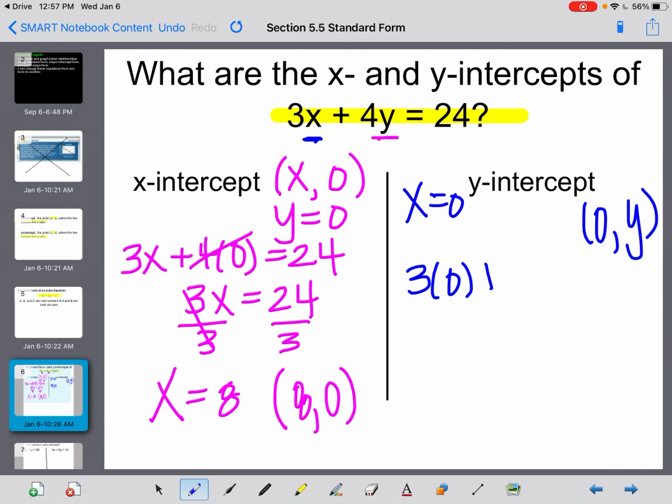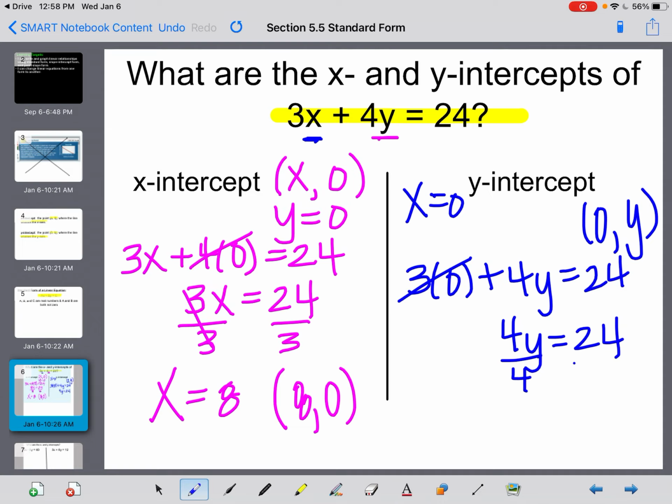So I'll have 3 times 0 plus 4 times y equals 24. 3 times 0 is 0, so I'm left with 4y equals 24. Divide by 4 to get the y alone. And I find out that my y is equal to 6, or the ordered pair 0, 6.